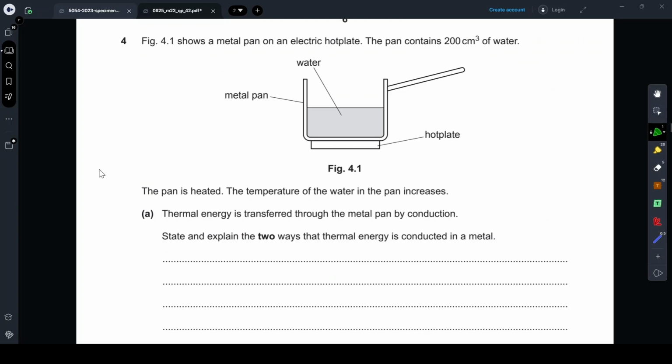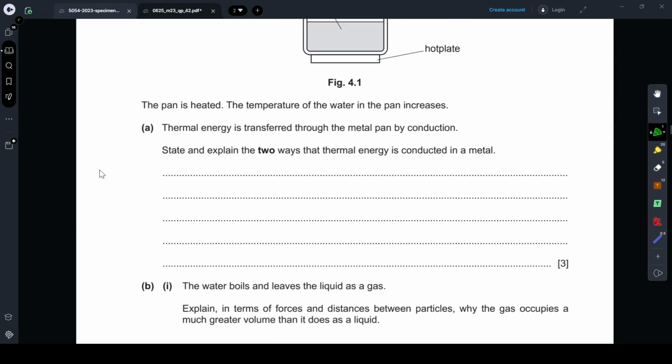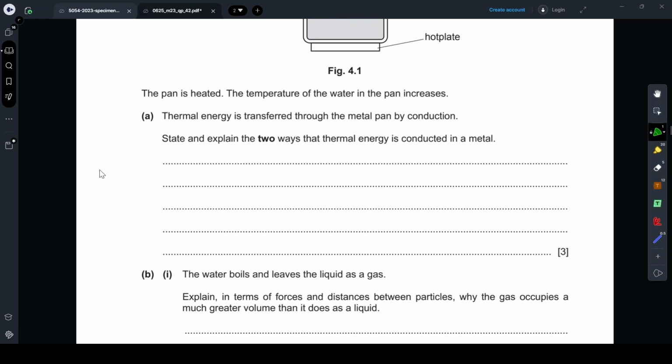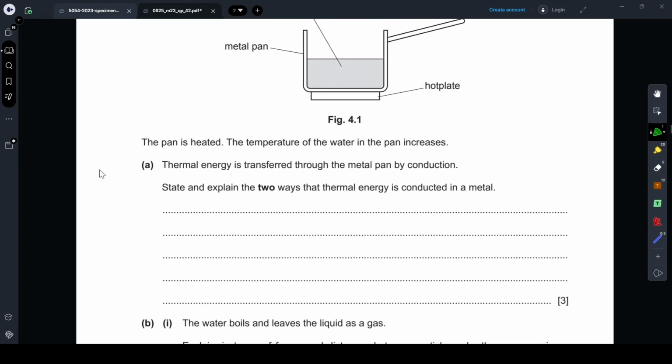So, next question. Figure 4.1 shows a metal pan on an electric hot plate. The pan contains 200 centiliters of water. The pan is heated, and the temperature of the water in the pan increases. Thermal energy is transferred through the metal pan by conduction. State and explain the two ways that thermal energy is conducted in a metal.